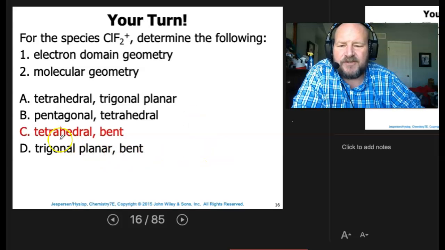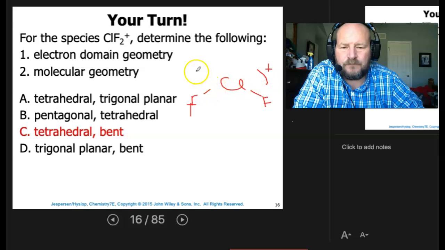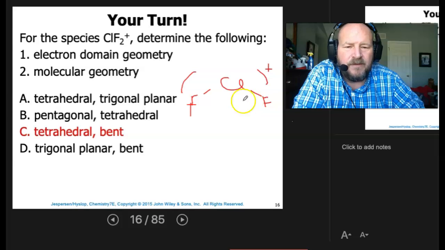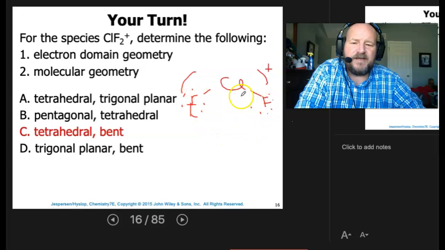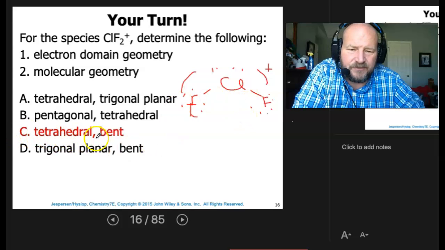Hopefully you came up with C, tetrahedral, and bent. And again, if we have the Cl, we have F2, and then we have a plus charge on this whole thing. So remember, we're going to have 7 plus 14 is going to give us 21. Then we're going to lose 1, that's 20 electrons altogether. We're going to have 8 in this one, 8 in that one, so that's going to give us a total of 16, which means we have 4 electrons on the chlorine. That's how we're going to get our tetrahedral, and of course, since we have the 2 lone pairs, it's going to be bent.